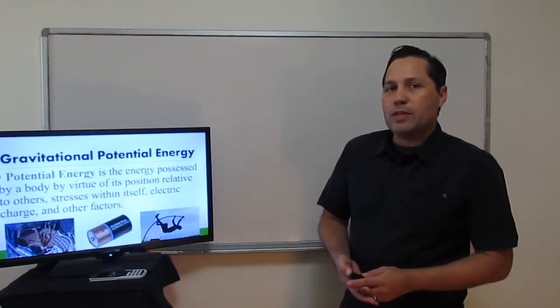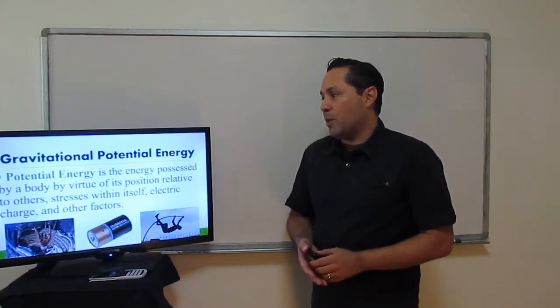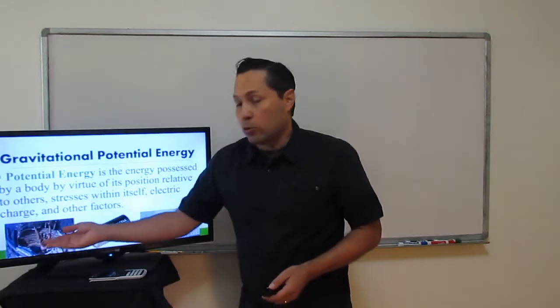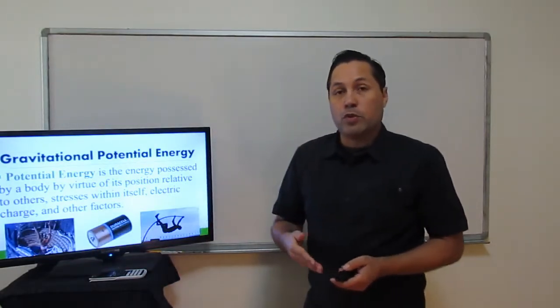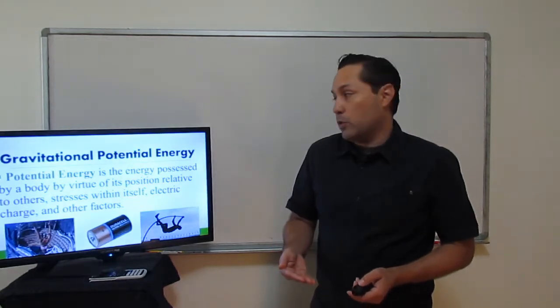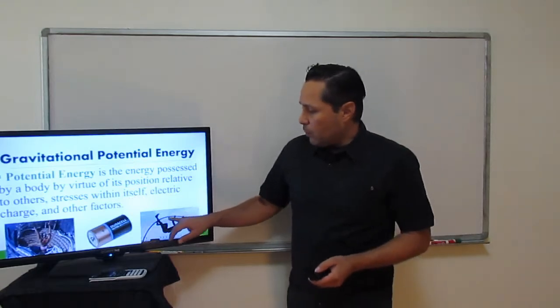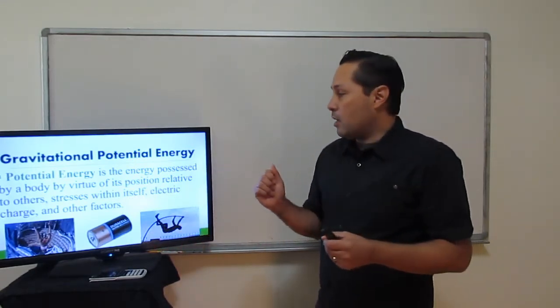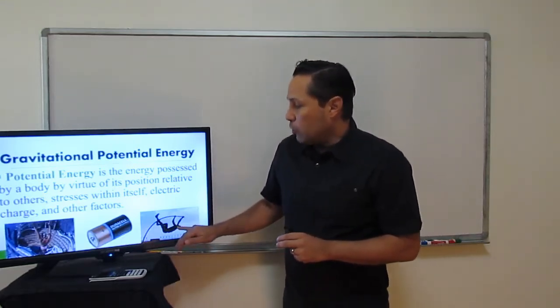So let's begin with gravitational potential energy. Potential energy is the energy possessed by a body by virtue of its position relative to others. For example, we have our high diver here who's well above the surface of the water. Since she's above the surface of the water, she's got gravitational potential energy. Stress within itself. For example, the pole for a pole vaulter is very much stressed since it is flexed, and it has potential energy to pull the pole vaulter up.